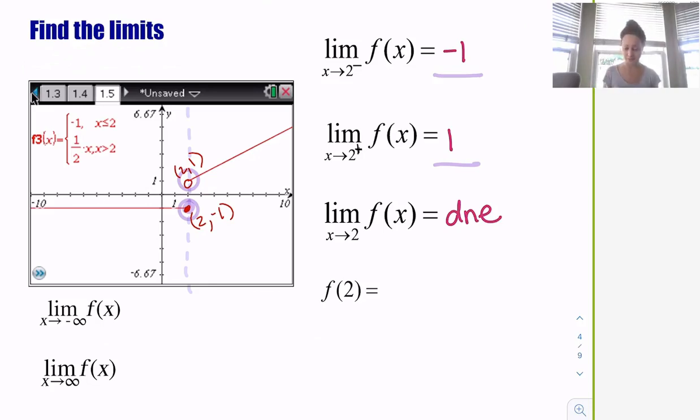So that's my next question. What is f of 2? So in that case, you're going to the closed circle. f of 2 is -1. Okay. All right, so now let's try those two on the bottom left.